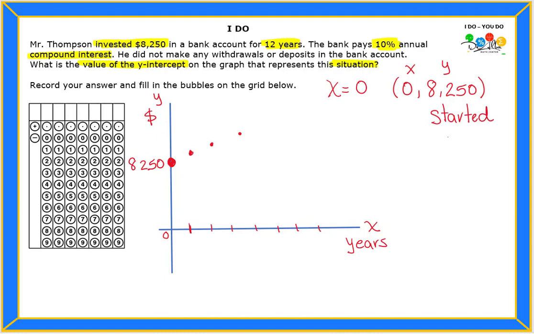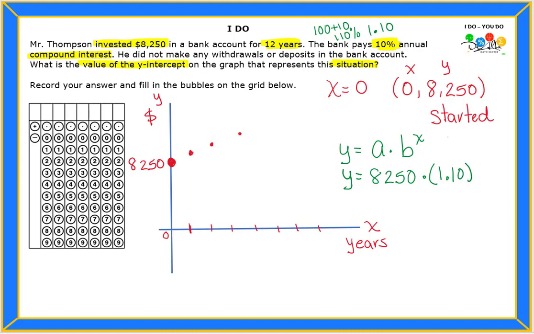And if I was to write down my function, it would be something like this. Remember that one? Where A is the initial value, which is 8,250, and B is the change that is happening, which is 10%. Now remember, this is the same as 0.10, but I need to add it to my 100%. And that gives me 110%, which is the same as 1.1. So that will be right inside. And x is the number of years, which is 12. Keep this in mind because this function is very important for us.